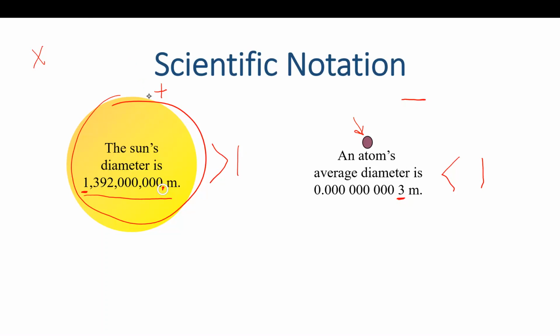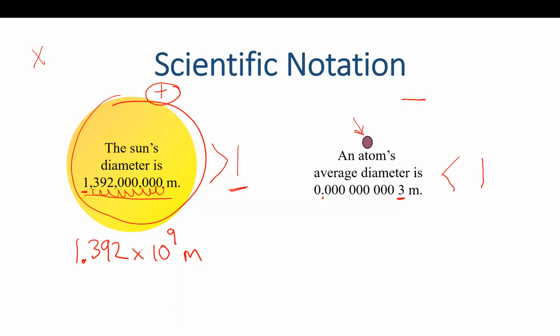So with that measurement, the sun's diameter, we go over 1, 2, 3, 4, 5, 6, 7, 8, 9. So the sun's diameter would be 1, put the decimal, 0.392. We're not writing out all those excessive zeros, and we're just going times 10, and we're going to use the number 9, and it's positive because it's a much bigger than 1 number. And we can't forget to write the unit of meter as well.